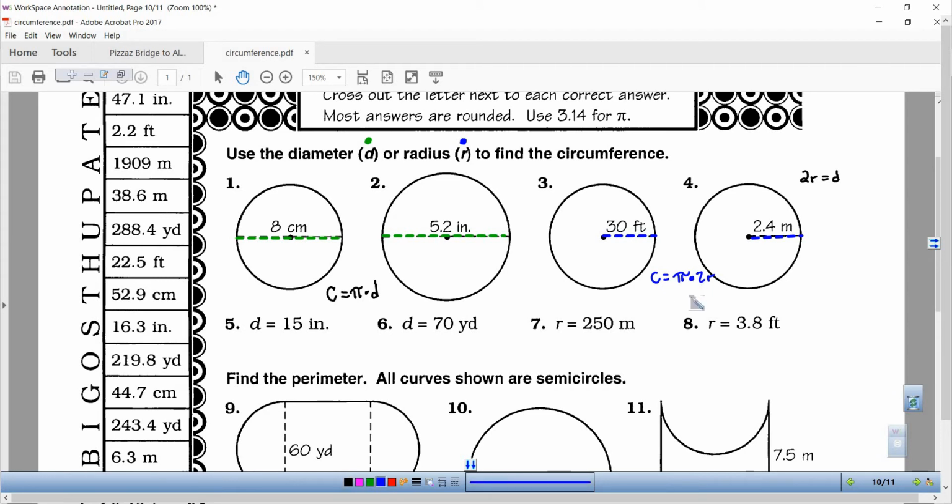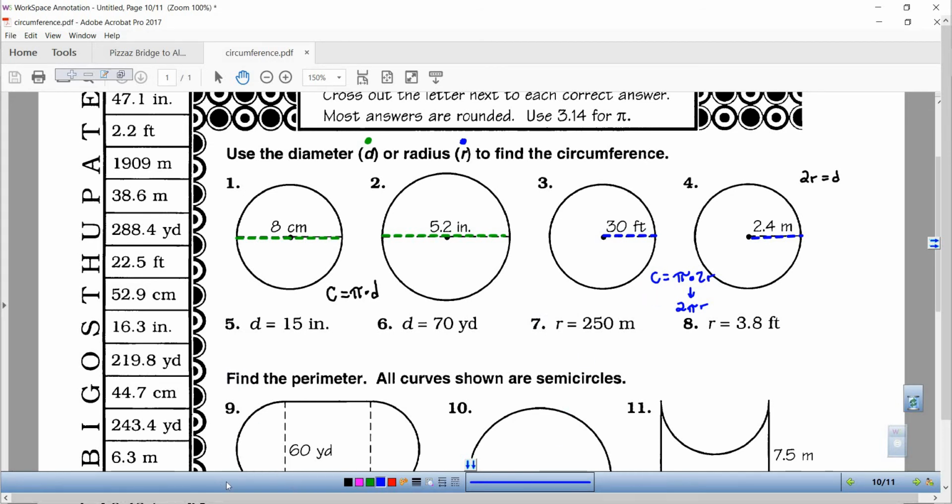Now, many times, in fact almost always, you see this written as 2 pi r because they like to put that constant coefficient out front. I like to do it this way, so students are doing the same thing, pi first, either times d or times 2r, but you certainly are welcome to do it that way. I'm going to go ahead and work through number 1 and number 3, and then you'll be on your own for the other ones here.